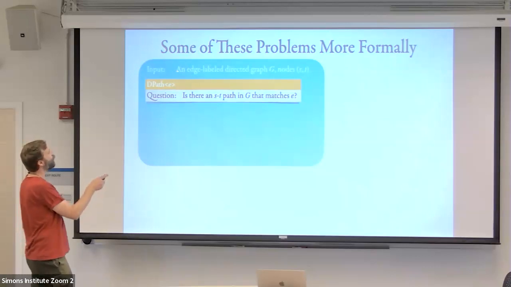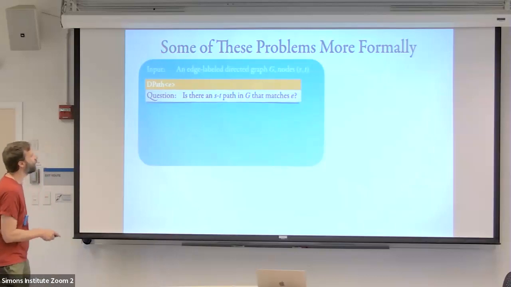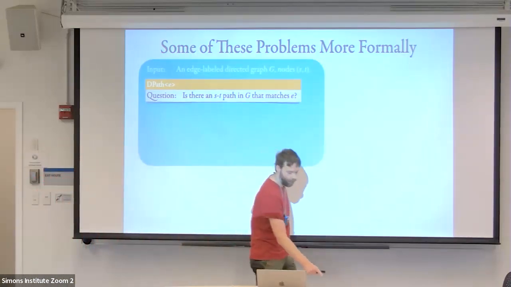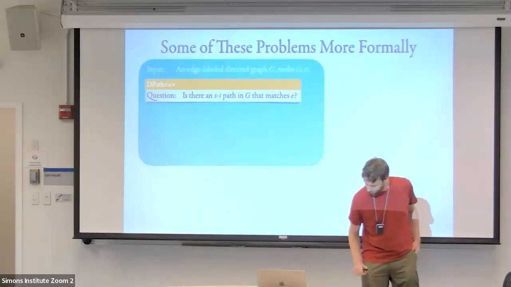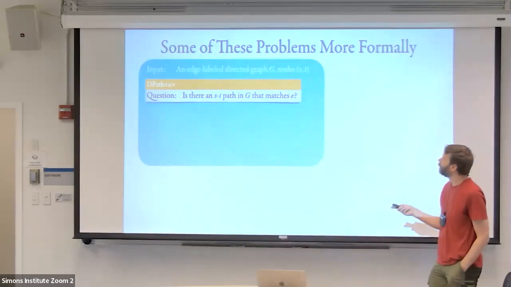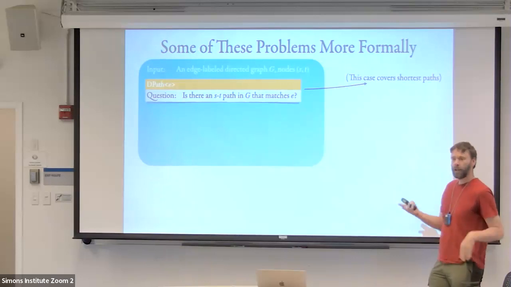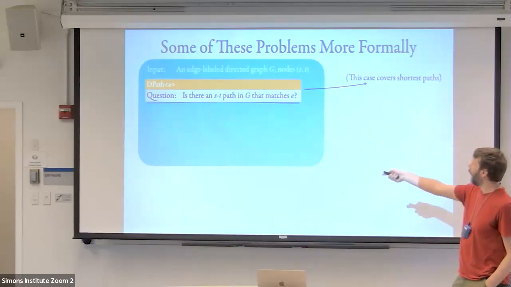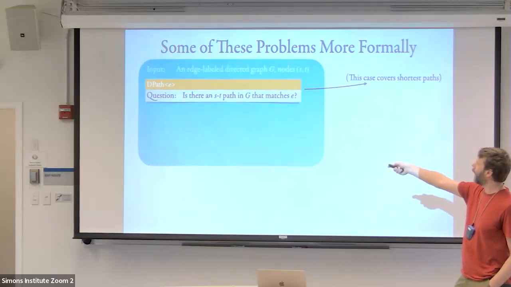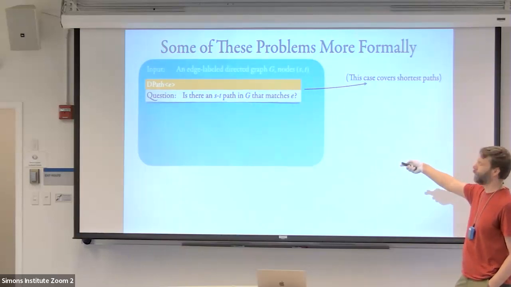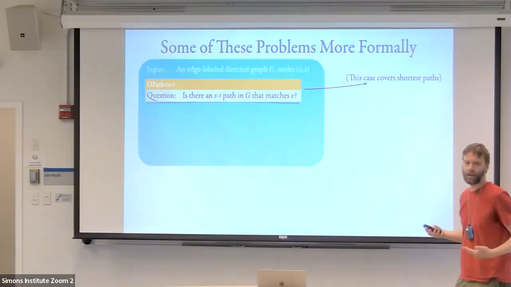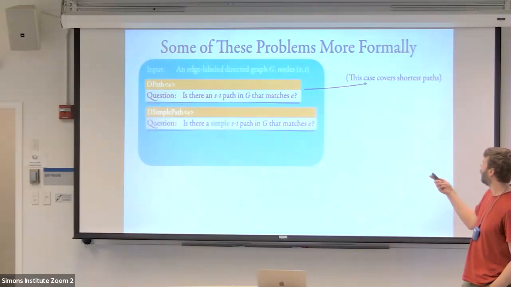The input is always an edge-labeled directed graph G, and then you have a start node and a target node. And the question is: is there a source-to-target path in the graph that matches your expression E? Fine. Actually, if you're only interested in decision problems, then this question answers: is there an arbitrary path that matches E? And this, of course, means the same as: is there a shortest path that matches E? So this is the same problem.